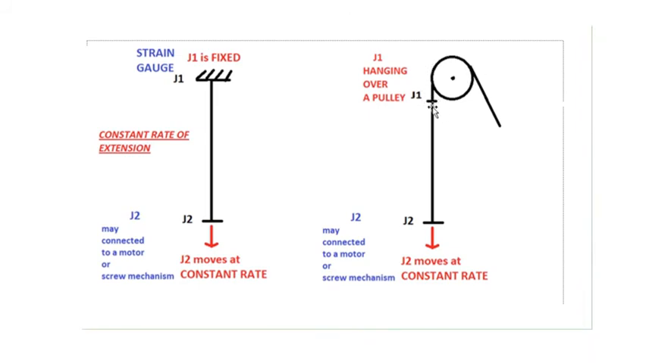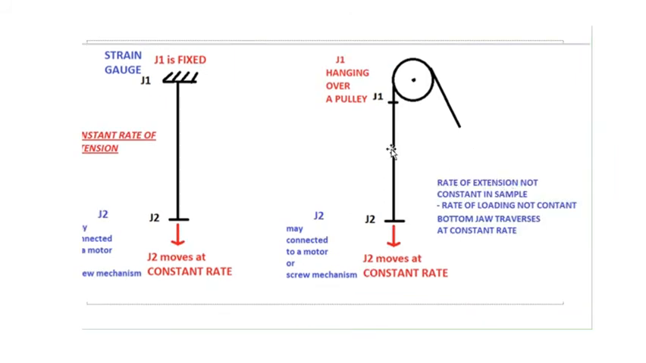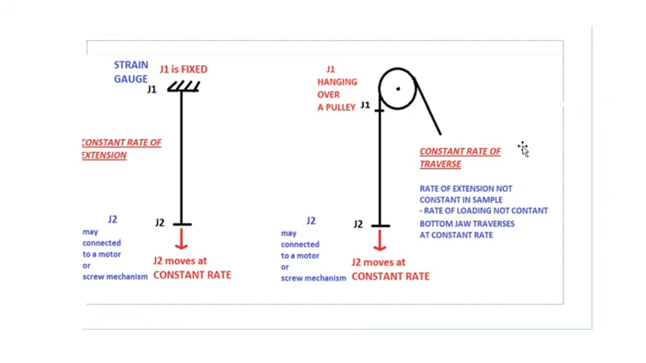it is not fixed, and there may be slight movement which may not be perceivable to our eyes. Hence, the specimen does not have a constant rate of extension. There is no constant rate of extension in the sample, no constant rate of loading also. Just the bottom jaw traverses at a constant rate. This is called constant rate of traverse.